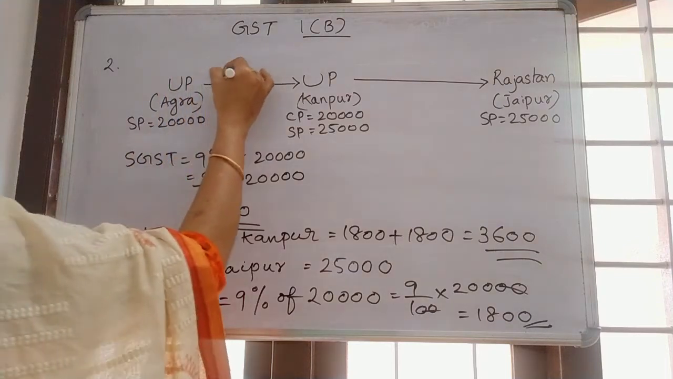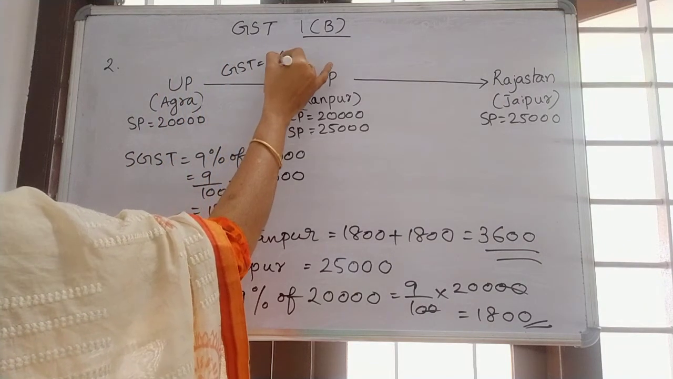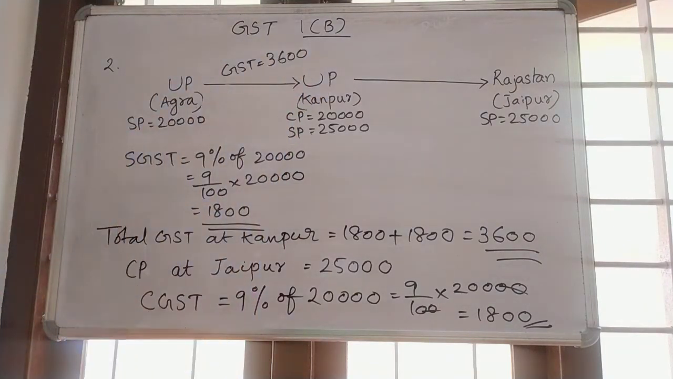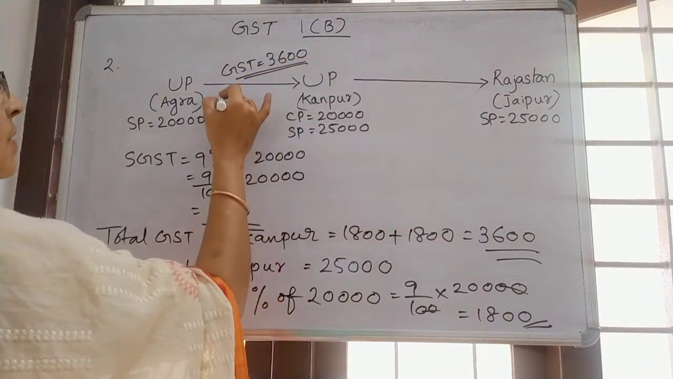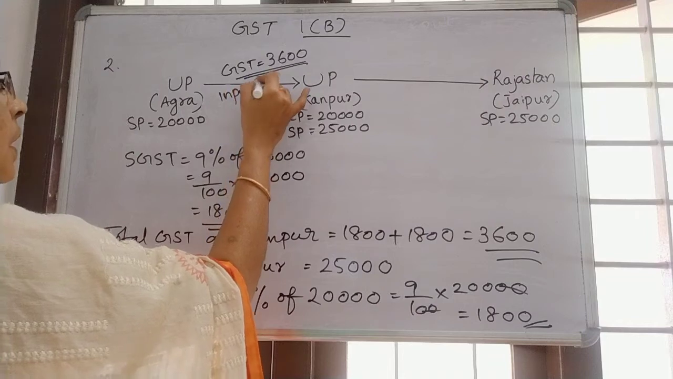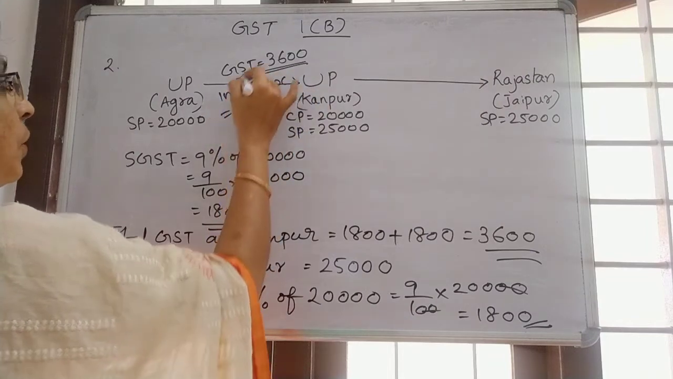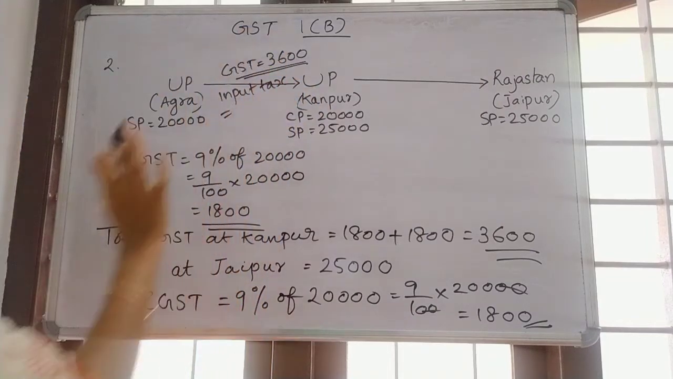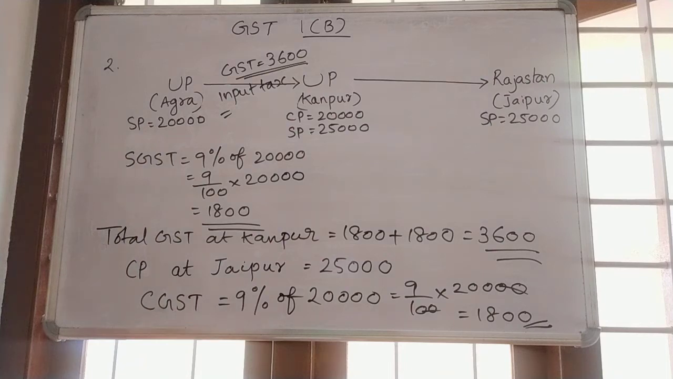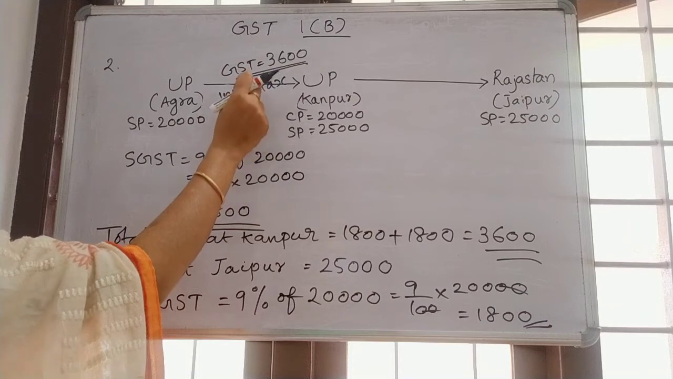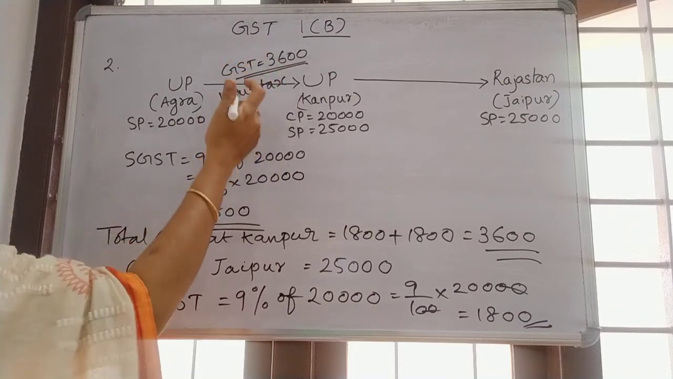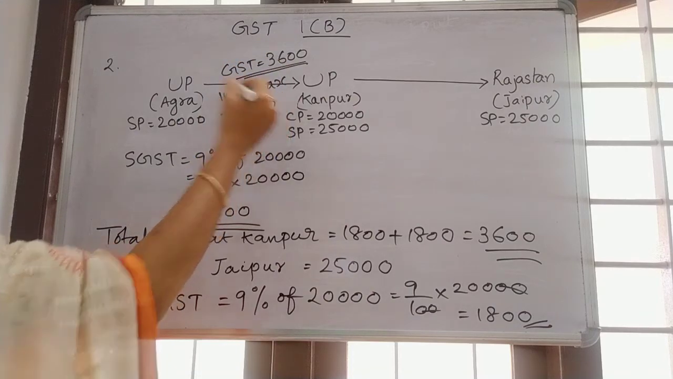So the total GST we got is 3,600. This GST is known as input tax. GST means goods and services tax. For that UP to UP transaction, the tax is known as input tax. 3,600 is the input tax.